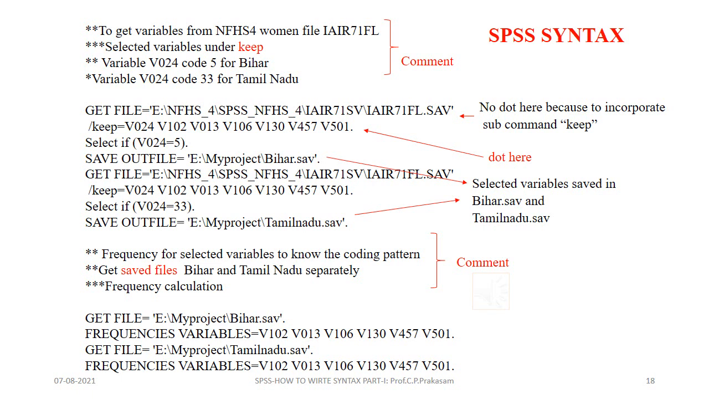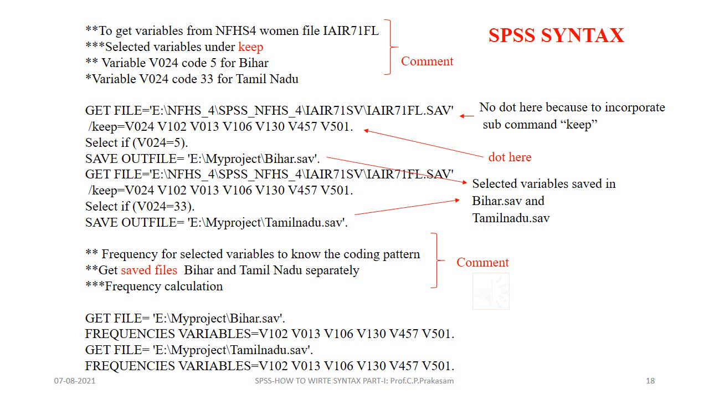I want to calculate the frequency for this. Further, we can calculate the cross tabulation and all these things. Therefore, first of all, we have to get the file from the original file and make it into 2 files, such as Bihar and Tamil Nadu, and do the analysis. For that purpose, we have to use the get file command.